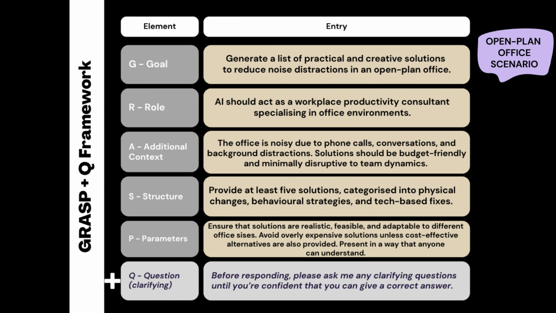For structure, I provide a list of 5 solutions categorized into physical changes, behavioral strategies, and tech-based fixes. For parameters, I've ensured that solutions are realistic, feasible, and adaptable to different office sizes. Avoid overly expensive solutions unless cost-effective alternatives are also provided. Present in a way that anyone can understand. And for Q, the clarifying question, as always: before responding, please ask me any clarifying questions until you're confident that you can give a correct answer.